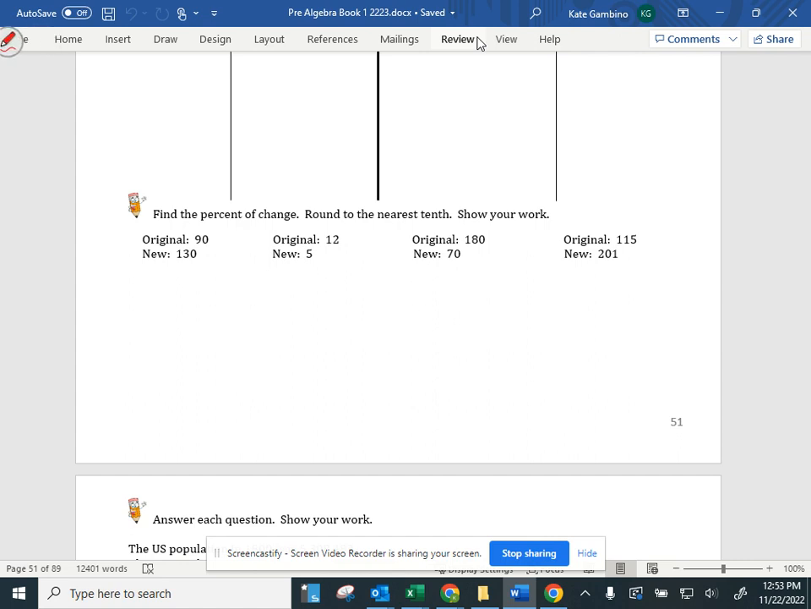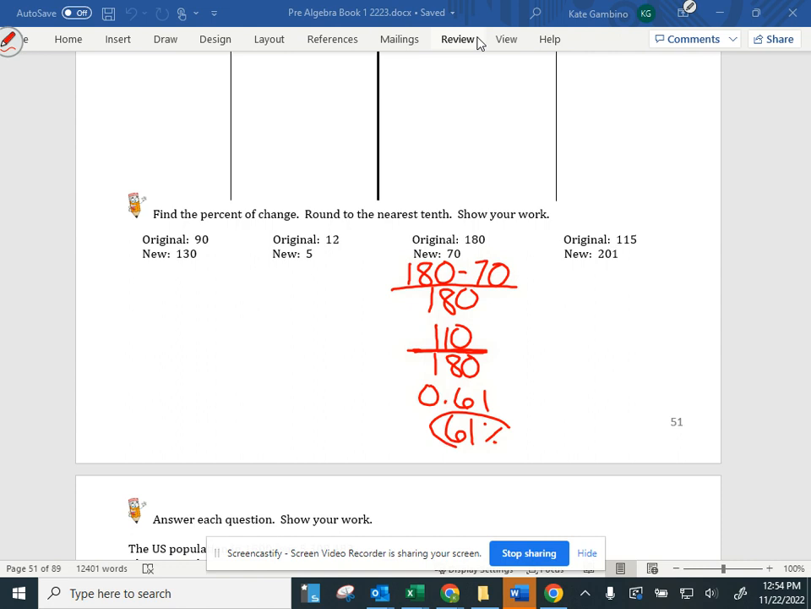Remember, if we look at this one, we would do 180 minus 70 divided by 180, for my original on the bottom. 180 minus 70 is 110 divided by 180. And looking at our test for next week, I discovered we can use calculators on this. So it's just really easy. You just put in your calculator 110 divided by 180, which would give us 0.61, which is 61%.